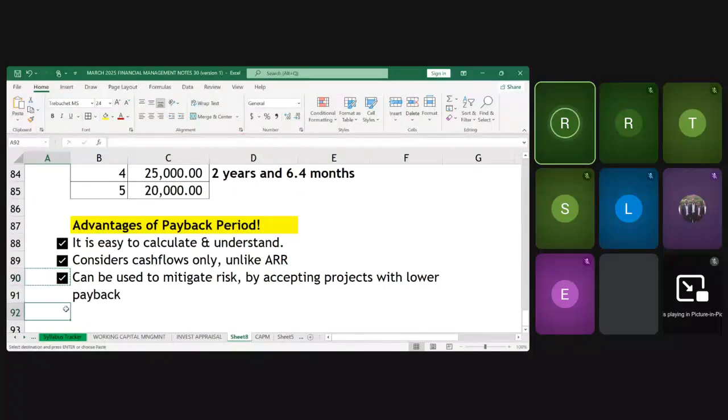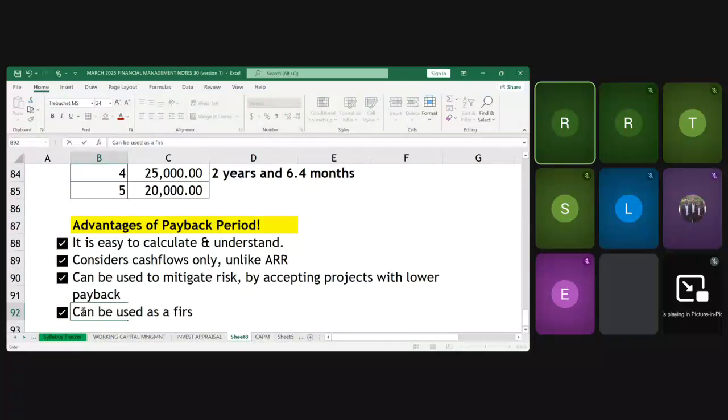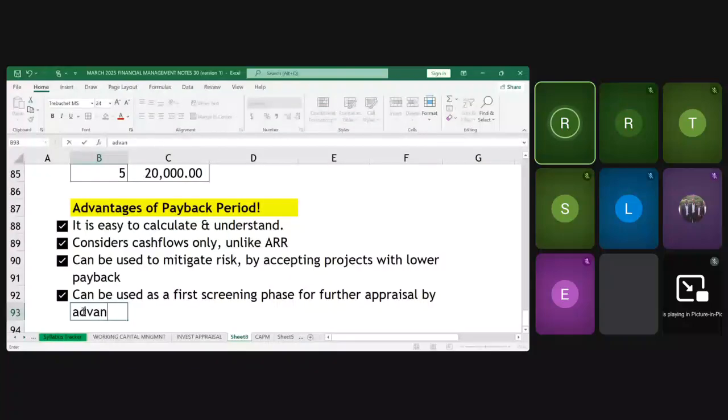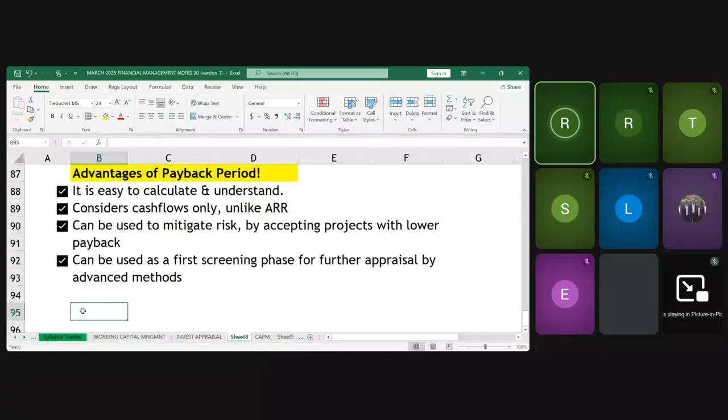Another advantage is that payback period can be used as a first screening phase for further appraisal by other methods, by advanced methods. So that is the advantage of us making use of the payback period. I hope this is clear and straightforward. We want to move very quickly.